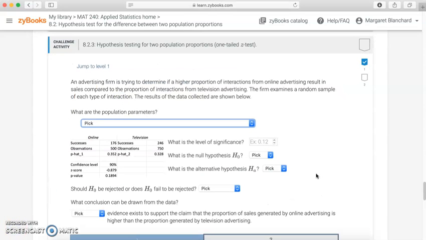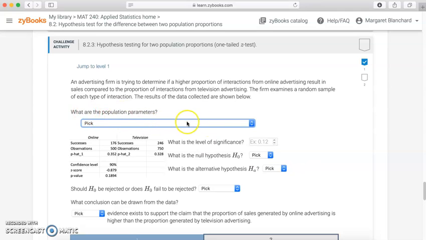The advertising firm is trying to determine if a higher proportion of interactions from online advertising result in sales compared to the proportion of interactions from television advertising. The firm examines a random sample of each type of interaction. The results of the data collected are shown below.